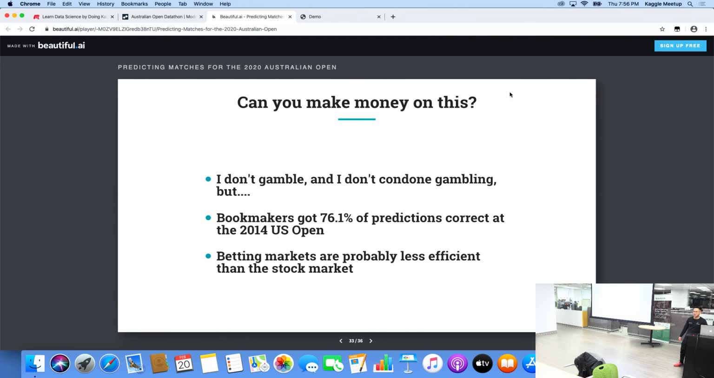The big question: can you make money on this? Which is, I suppose, half the reason why you guys are here. Obviously, I don't gamble. I'm not really interested in gambling, but I love tennis and I love predictive modeling, so this is cool. An interesting benchmark: bookmakers got 76.1% of predictions correct at the 2014 US Open. We're getting comparable results, but it's different years and different tournaments, so maybe not that comparable.